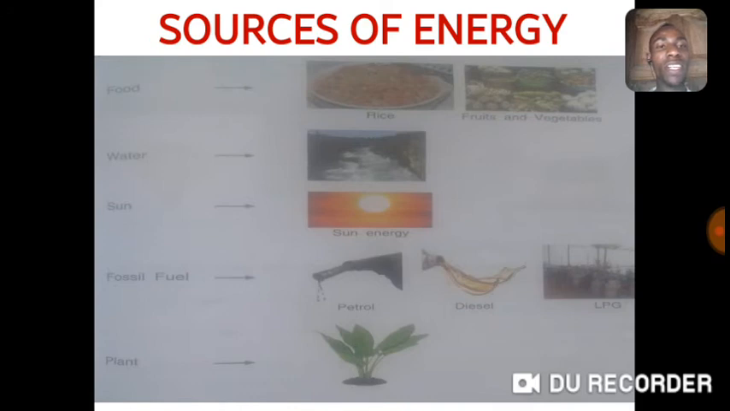Sun is another source of energy. We get solar energy from the sun, and the heat from the sun's rays is also used in certain activities in our daily life.